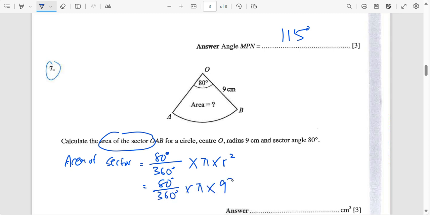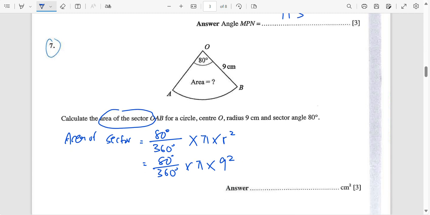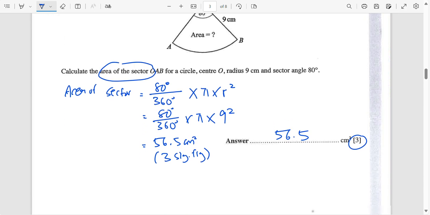Your radius is 9 squared, and what you have is 56.5 cm squared, rounded to 3 significant figures. So 56.5. Okay, please memorize the formula. It's 3 marks. Okay, memorize the formula. Okay, let's move on.